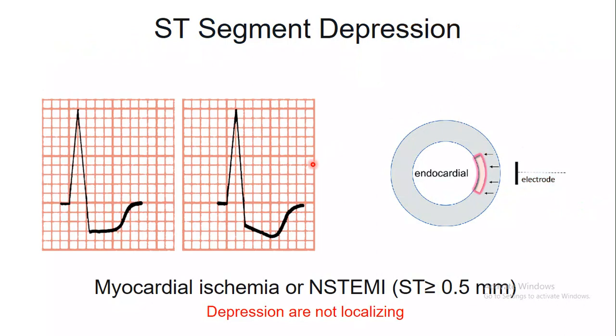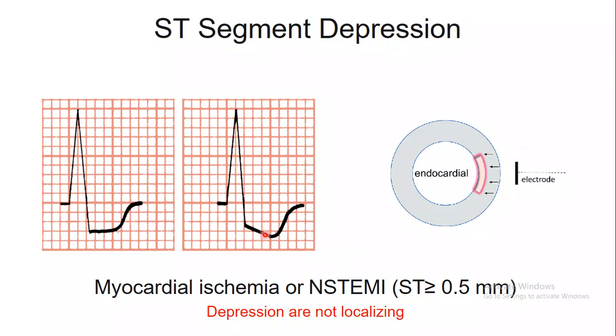Regarding ST segment depression, more than 0.5 millimeter is significant, and we should know that unlike ST segment elevation, which is localizing, depression is not localizing. So if we have depression in V5 and V6, this doesn't denote lateral ischemia. It denotes ischemia, but we can't localize with depression.